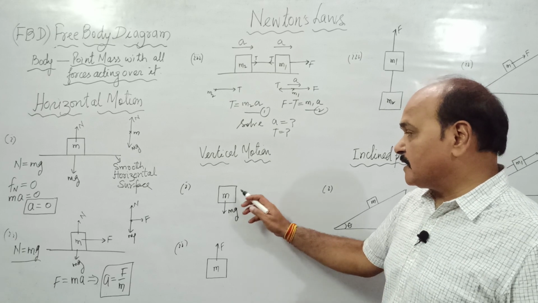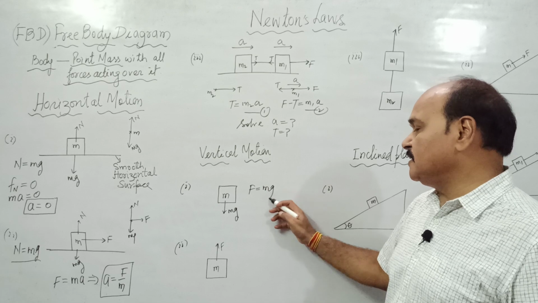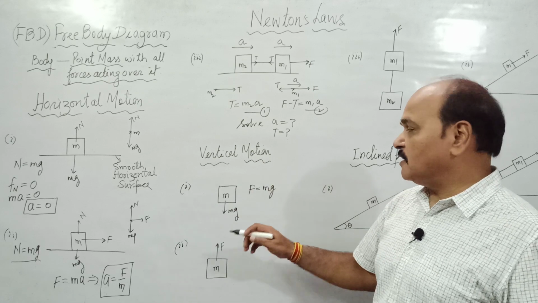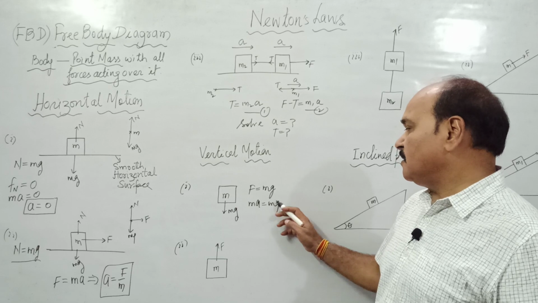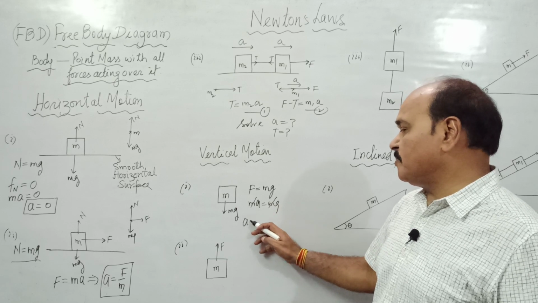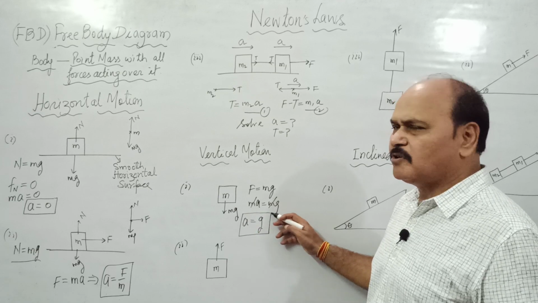So the only force acting in this situation is what? F, and that is equal to what? mg. So mg is the net force. Net force is equal to mass into acceleration. That is equal to mg. You can see m cancels out. That means the body is going to move down with acceleration g. You know it already.